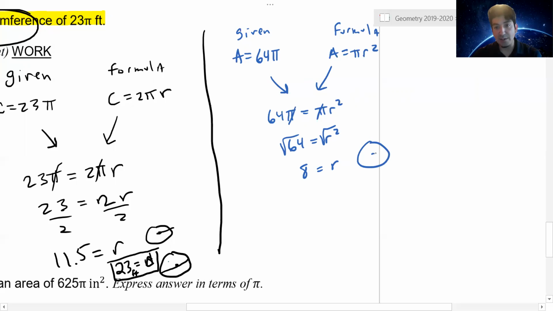Now, if you happen to be asked to give me the diameter, then you'll double it, and that will represent this whole entire part. Because there's 8 on the left, there's 8 on the right, a total of 16 for the length of the diameter.